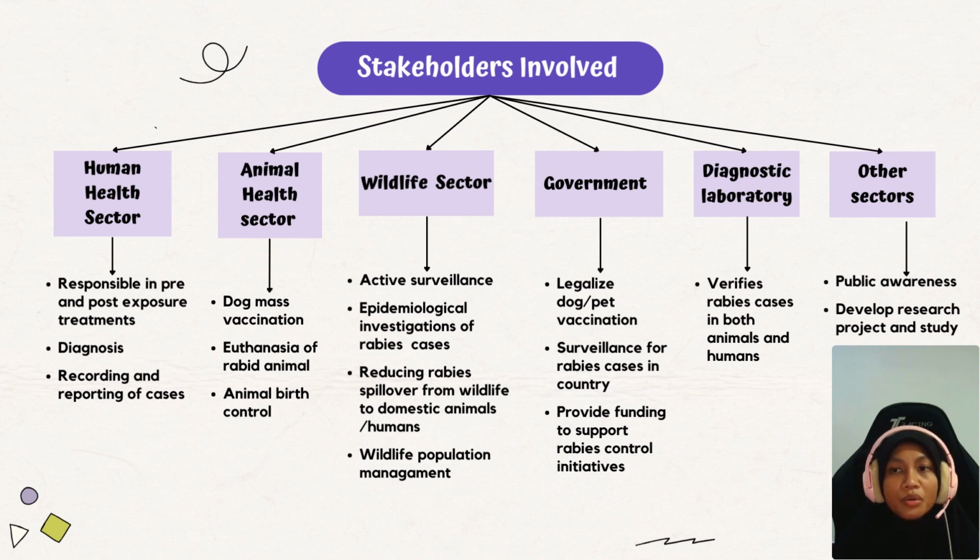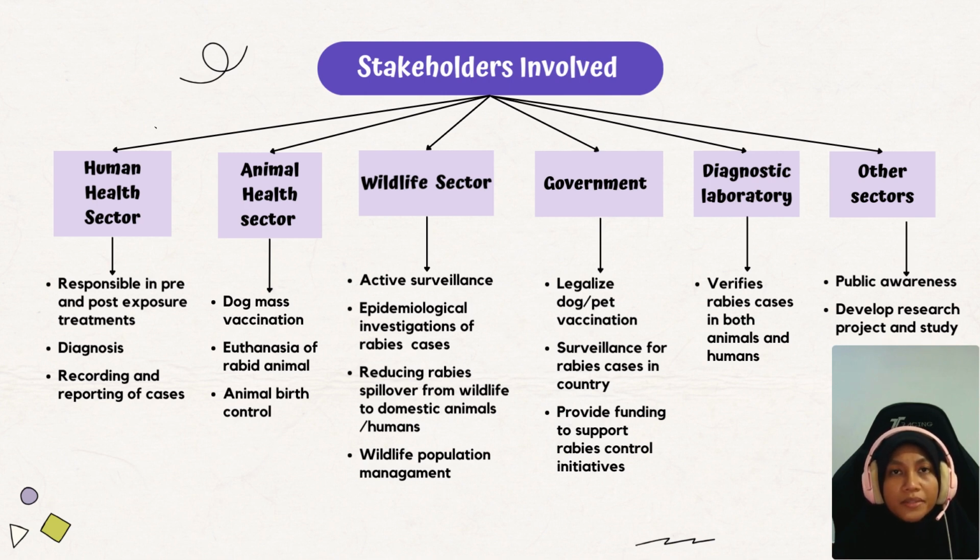First, we have the human health sector, who are responsible for pre and post exposure treatments, diagnosis, recording and reporting of cases. We also have the animal health sector, which is in charge of dog mass vaccination, euthanasia of rabid animals, and also animal birth control. In the wildlife sector, they are in control of active surveillance, epidemiological investigations of rabies cases, reducing rabies spillover from wildlife to domestic animals or humans, and maintaining and controlling wildlife population management.